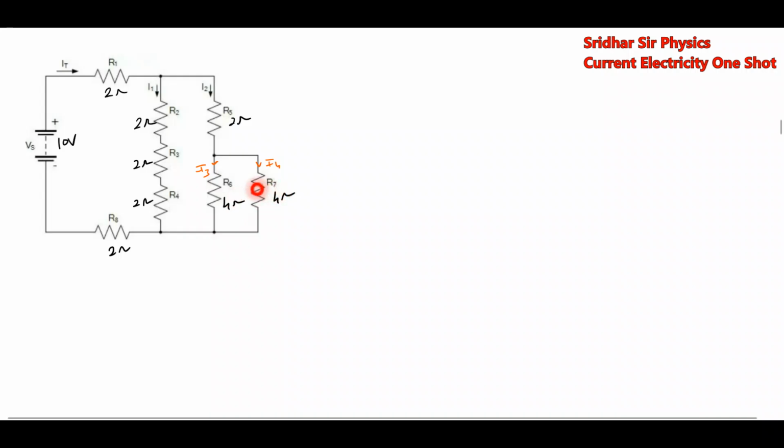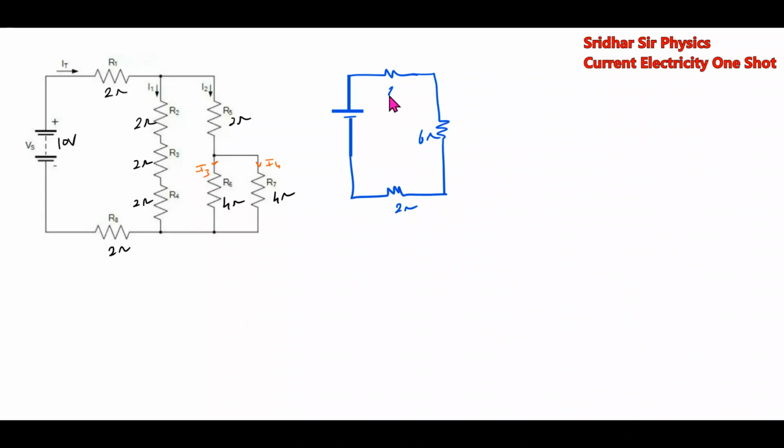4 ohm, these two are parallel. Effective will be 2 ohm. This 2 ohm will be again in series with this 2 ohm, which will be 4 ohm. And here effective will be 6 ohm. So one circuit will be generated. This will be 2 volt, 2 ohm, 6 ohm, 2 ohm, 2 ohm, 4 ohm. This will be 10 volt. 2 ohm, so this will be 4 ohm. The effective of this we will replace further.